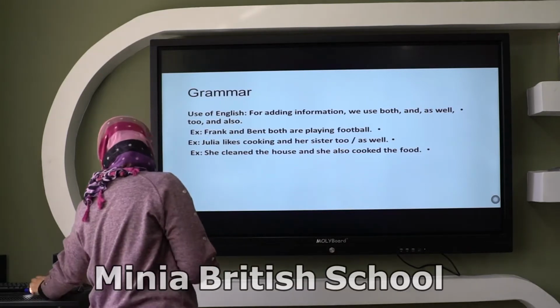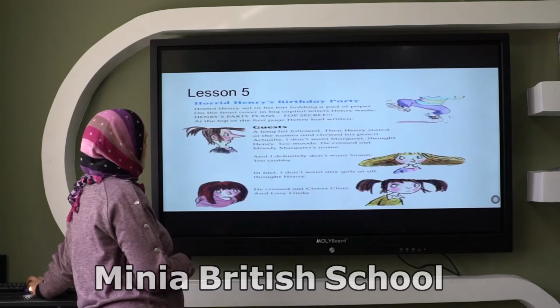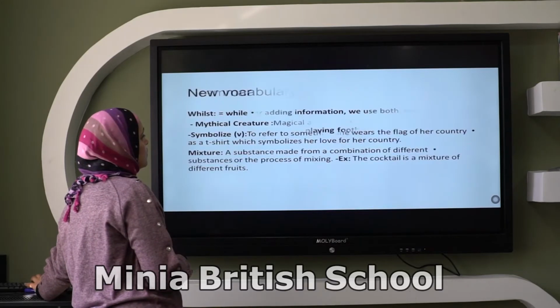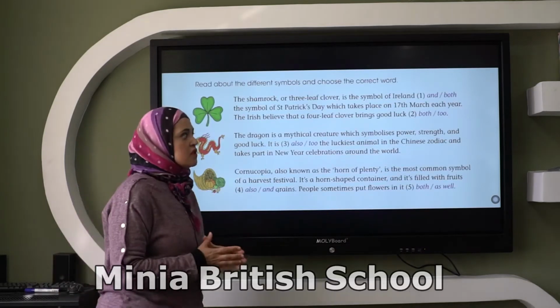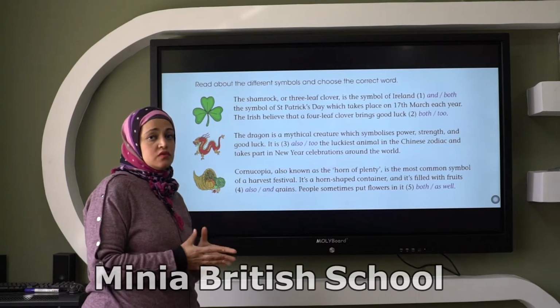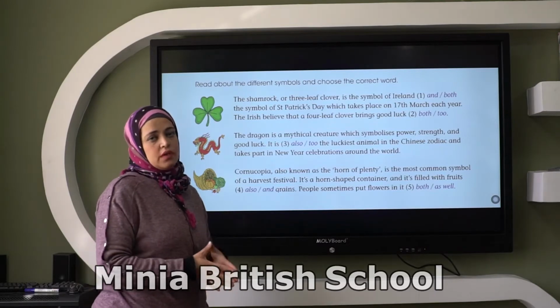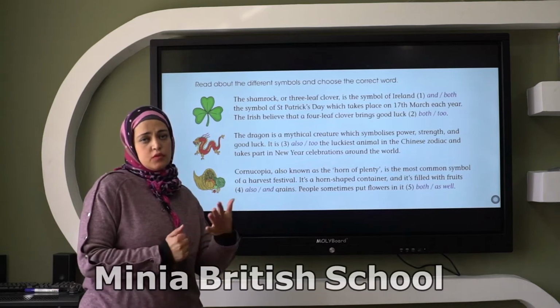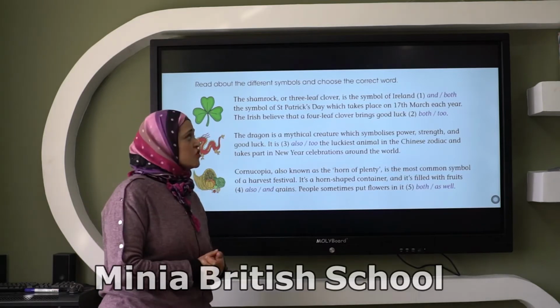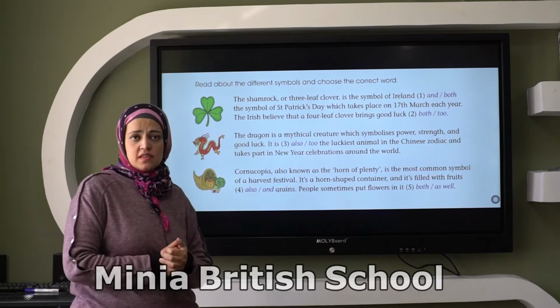We move to the thing that we were going to discuss. This part here wants to know that you understood how we can use these words to add a piece of information to my sentence. And also we have some new words, we will discuss them together.